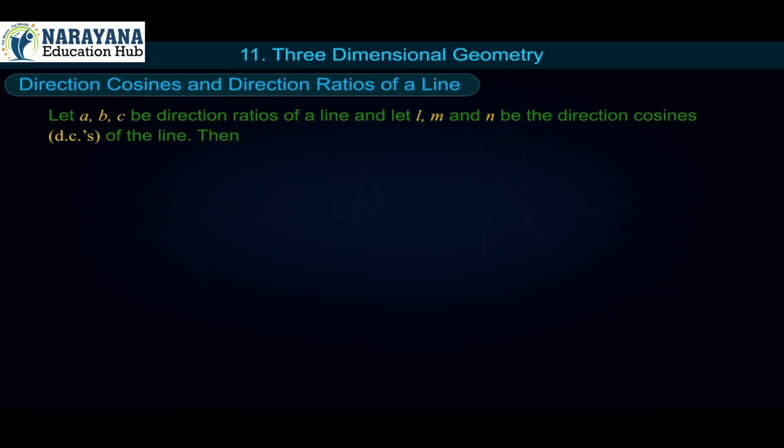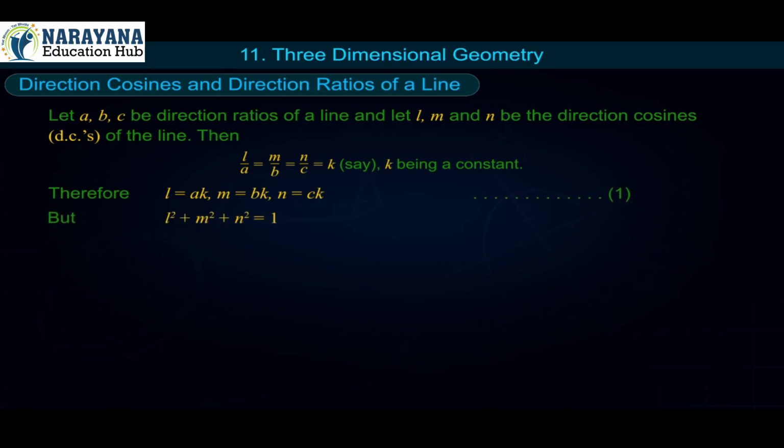Let a, b, c be direction ratios of a line and let l, m and n be the direction cosines of the line. Then l/a = m/b = n/c = k, say, k being a constant. Therefore, l = ak, m = bk, n = ck. Equation 1. But l squared plus m squared plus n squared is equal to 1. Therefore, k squared into a squared plus b squared plus c squared is equal to 1.